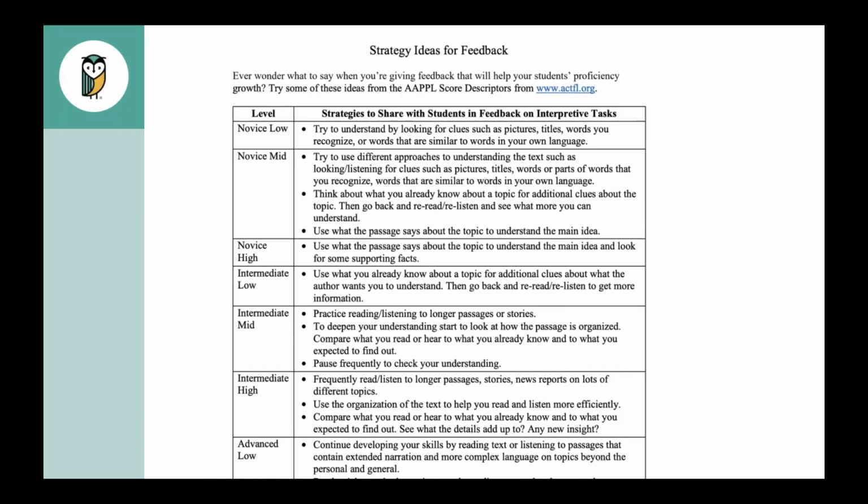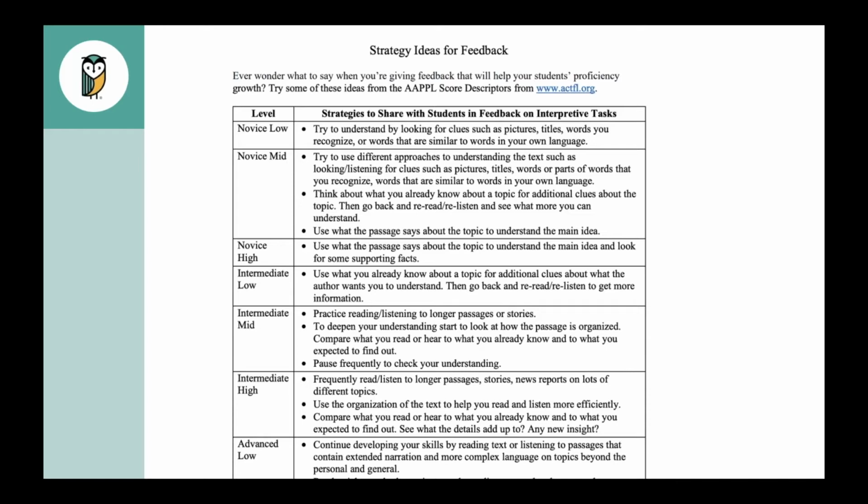The other one is this one based on the Apple score descriptors from Actful, and this is a really great one too. So these are different strategy ideas for feedback. You'll notice this one I put up here on the screen is just on interpretive tasks, and it gives you some great advice specific to the proficiency level. So if you're looking at that intermediate low level, use what you already know about a topic for additional clues about what the author wants you to understand. Then go back, reread, re-listen, and get more information. That's very specific to that proficiency level, right?